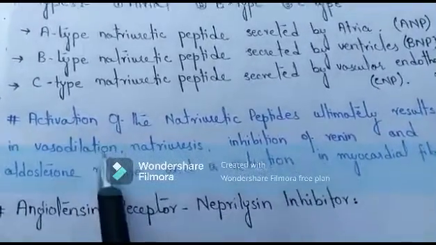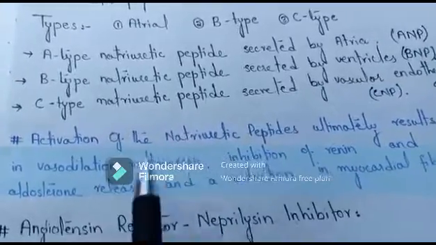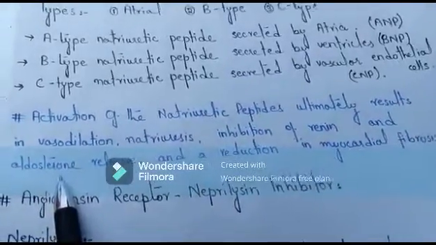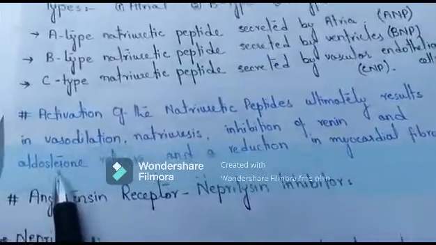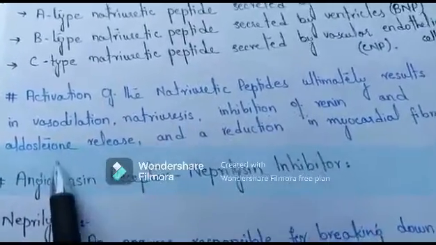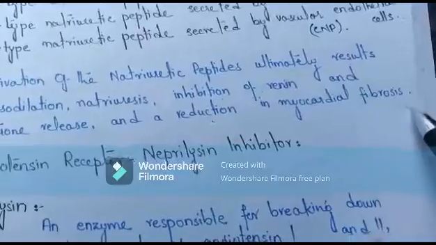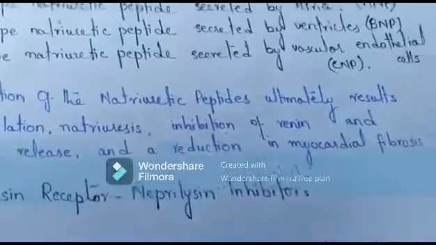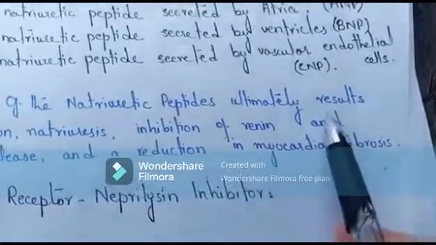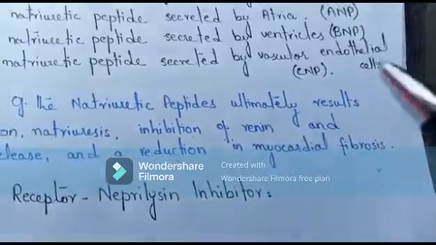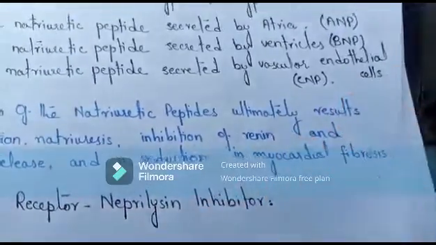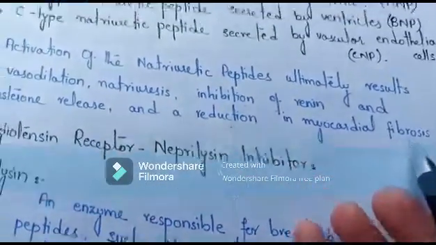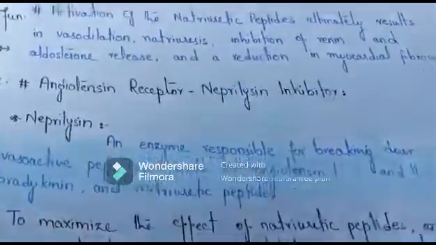Now, when the natriuretic peptides are released, it ultimately results in vasodilation. So when there is vasodilation, it will decrease the BP. The renin will be inhibited, and aldosterone will also be inhibited. With inhibition of renin and aldosterone, there will be a reduction in myocardial fibrosis. Fibrosis is the formation of scars, or when there are more fibers in the tissue. In diastolic heart failure mostly, there is formation of more fibers, and the relaxation of the heart is diminished because of the fibrosis or thickening of the wall of the ventricles.